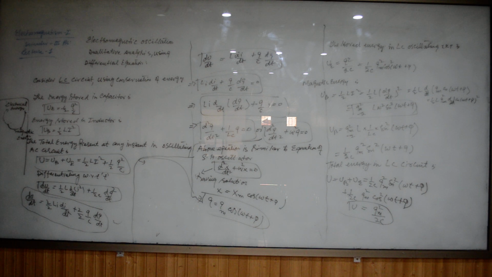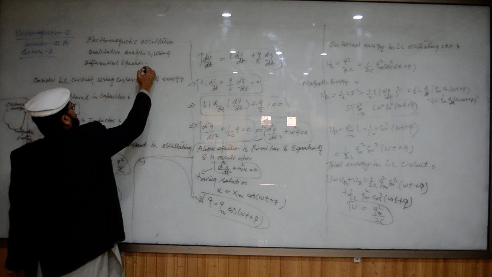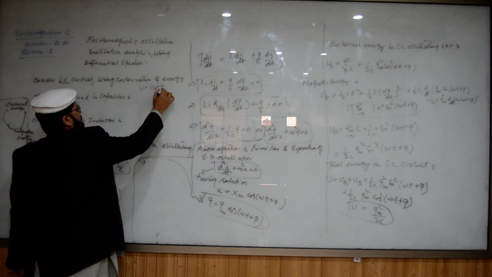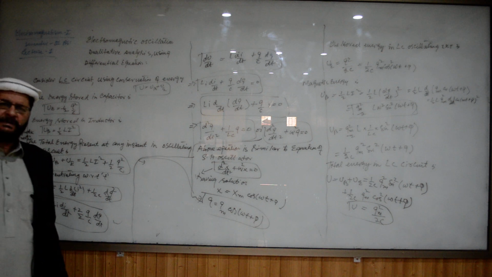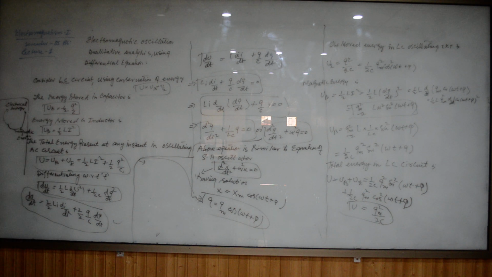Using conservation of energy, U is equal to UB plus UE, where UB is the energy stored in the magnetic field and UE is the energy stored in the electric field. The energy stored in the capacitor is UE equal to Q square divided by C.